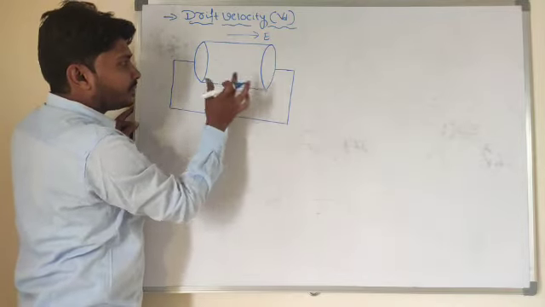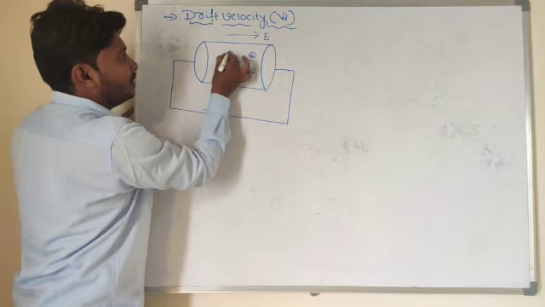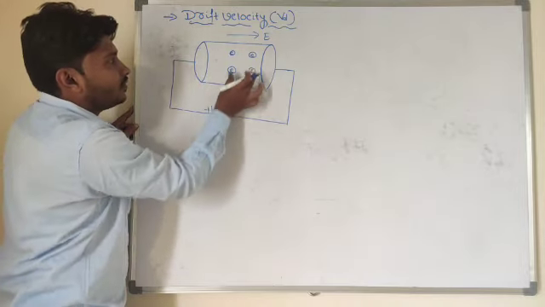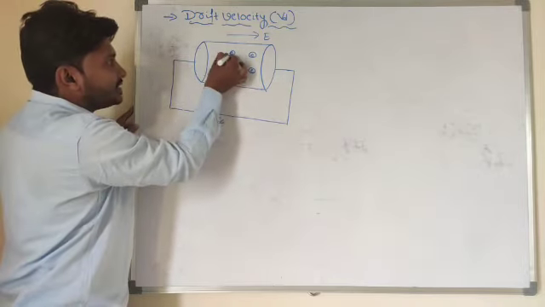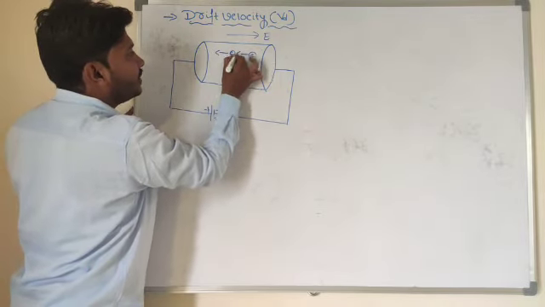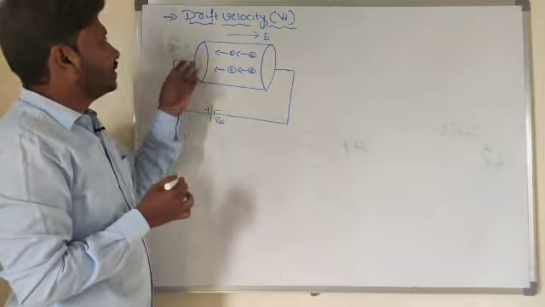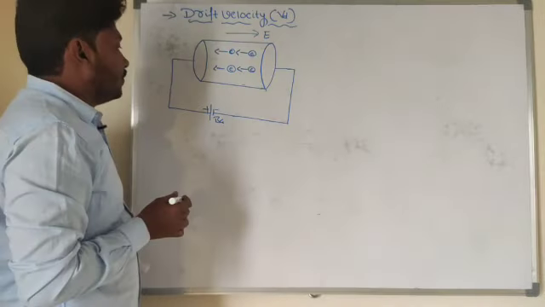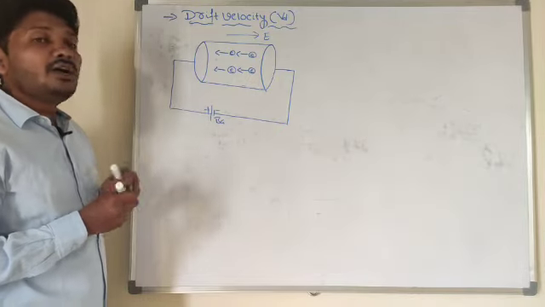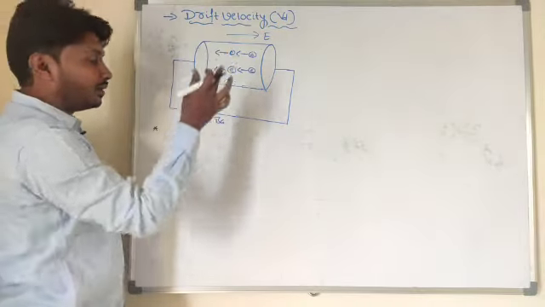This conductor consists of free electrons here. These are all free electrons. Once you provide the potential difference, what will be the direction of these free electrons? These electrons are attracted towards the positive potential. So this is the direction of the free electrons. When you provide the battery connection, these free electrons drift towards the positive potential. Now let me look at the mathematical expression for this drift velocity.